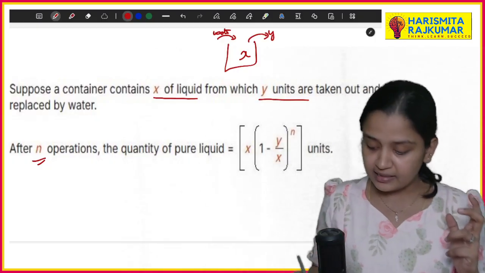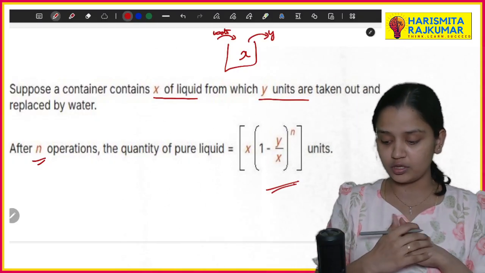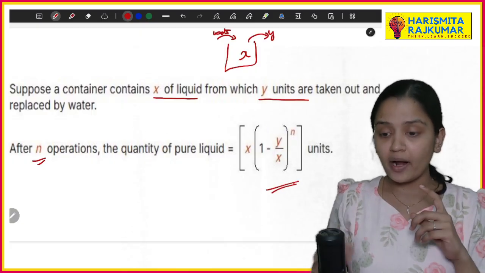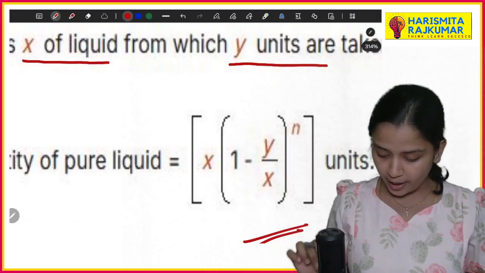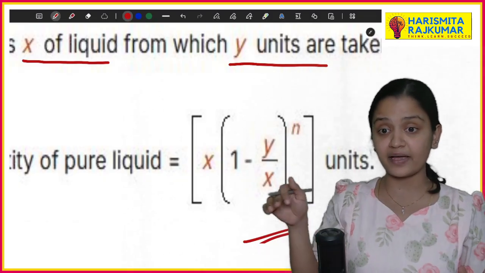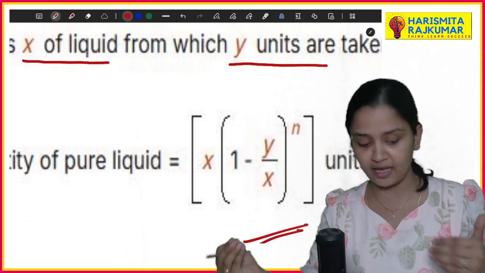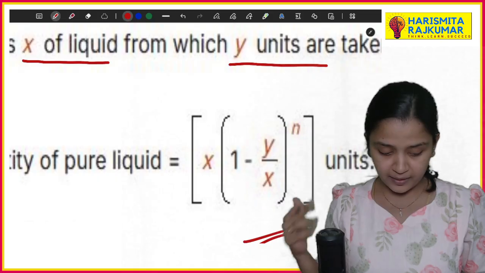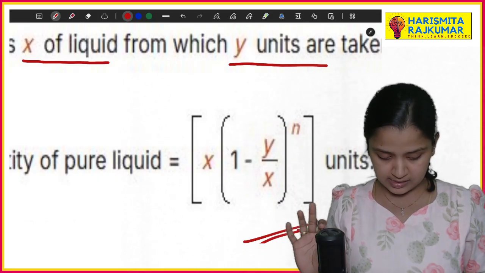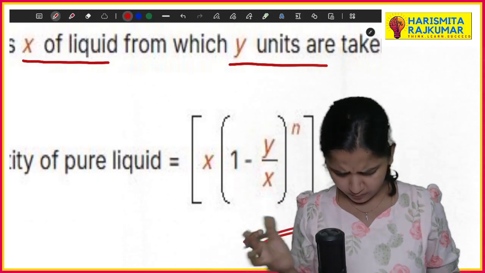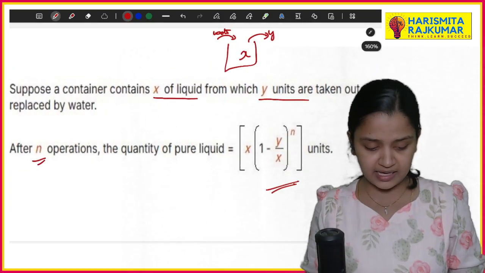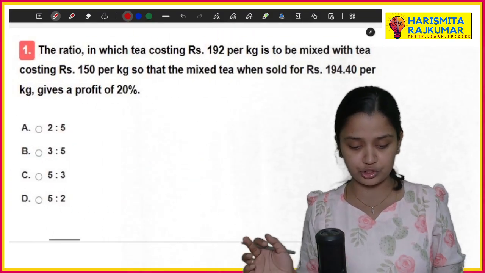Okay, so in that case, you have to follow this: x into (1 minus 1 by (1 minus x by y)) the whole power n. n is the number of operations, the number of times they have done it, divided by x. So this is your formula. I guess these two are the important formulas which you should know.